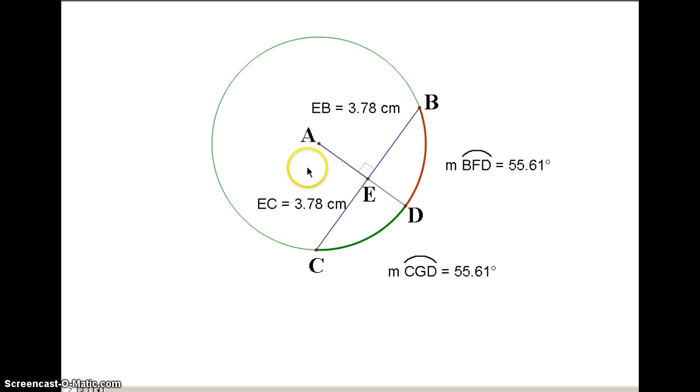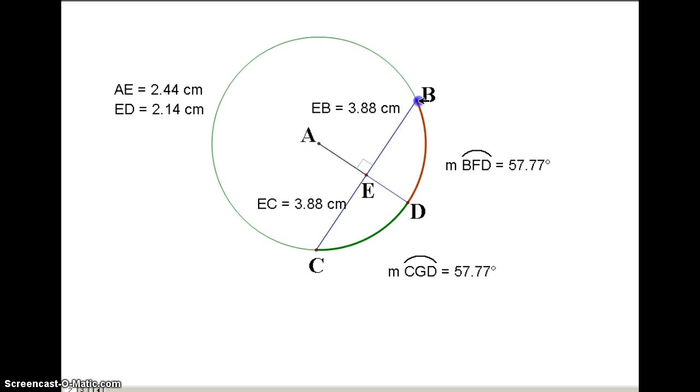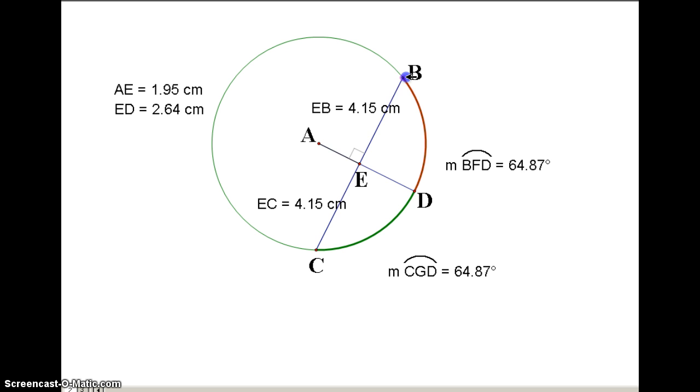Now, someone might say, is the radius also bisected? Well, from the looks of it, it doesn't look like it is, but we do want to verify just in case. The length of AE is 2.59, and the length of ED is 1.99. You can see that definitely doesn't work. Now let me move B and you can see what happens.